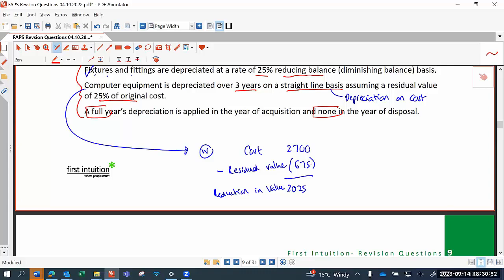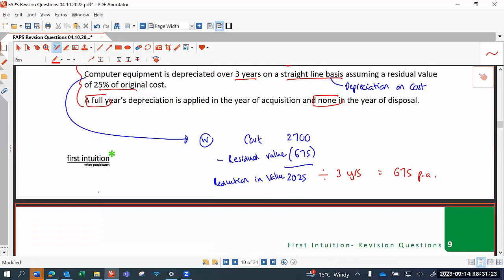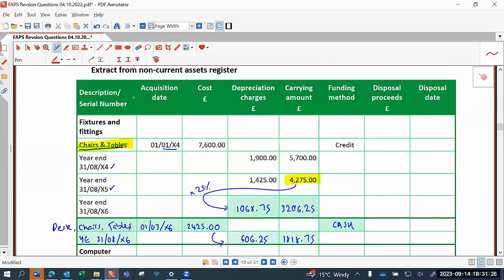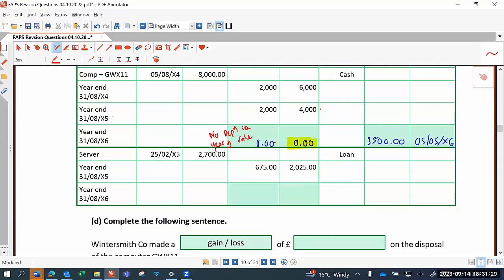So you take cost minus residual value, or the expected residual value. It gives you a reduction in value estimated over the life of the asset. And then you say, well, how long is its life? How long am I depreciating for? And the answer here was 3 years. So 2,025 shared over 3 years is 675 each year. So that's how it was calculated by whoever wrote this question. As far as you're concerned, you didn't really need to do that working. Why? Because you know that depreciation on cost means depreciation is the same every year.